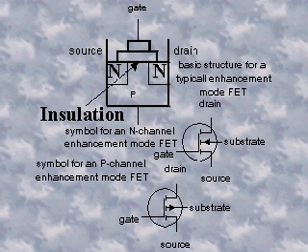Enhancement mode FETs always have an insulated gate. The symbol for an N-channel enhancement mode FET is shown in the second figure. For a P-channel enhancement mode FET, the direction of the arrow in the substrate line is reversed, as shown in the third figure. Considering operation, assuming an N-channel device, a positive voltage is applied between the gate and the source.